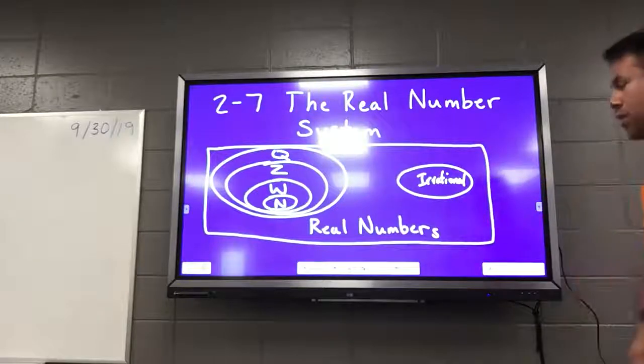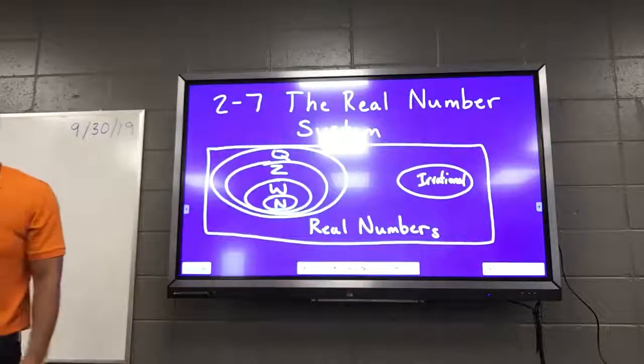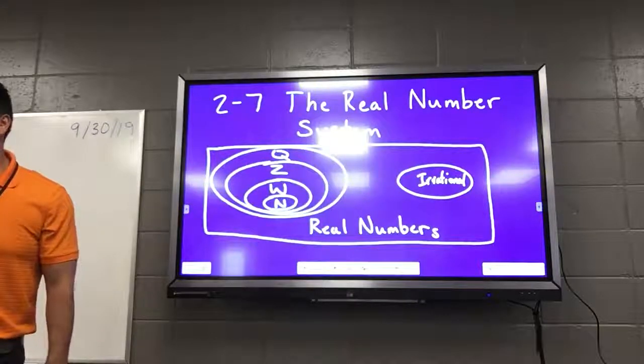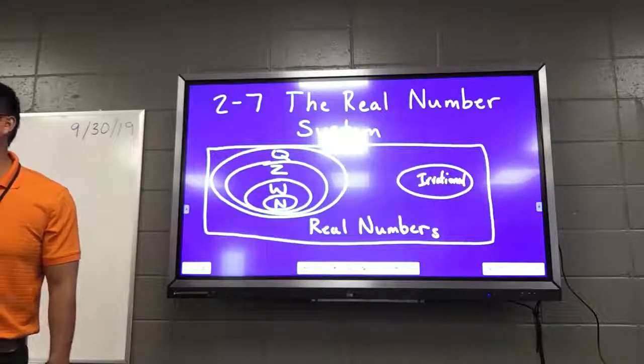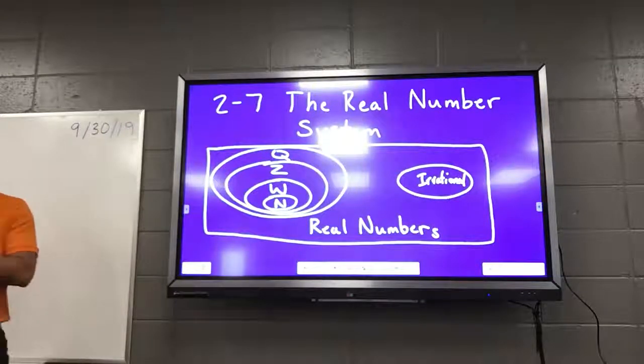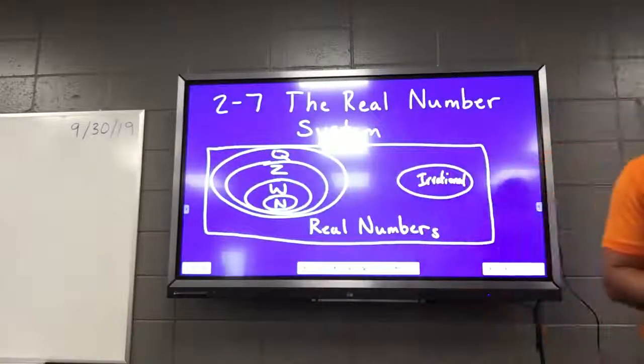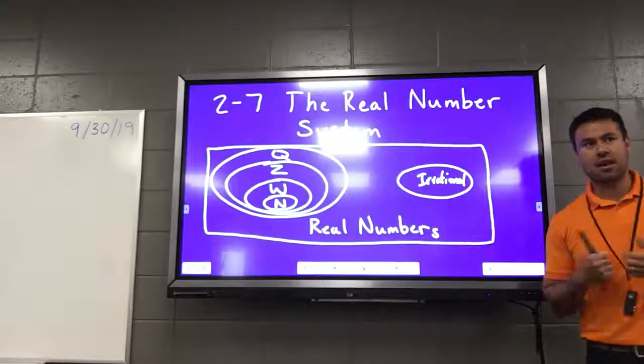Here's the definition I want you to write down. I'm going to give it to you verbally. Here it goes. Real numbers can be graphed on a number line. That's all you have to put. Real numbers can be graphed on a number line.